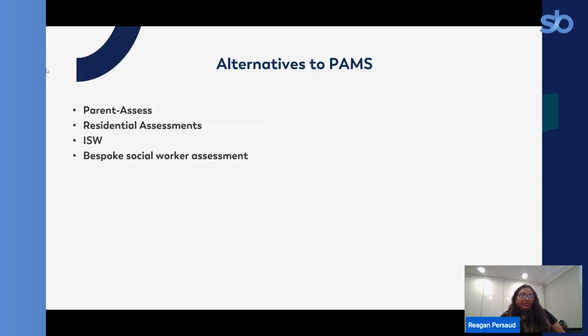It's worth balancing, therefore, when you find out that you have a case with parents with learning difficulty, whether in fact that placement is one might be suitable for them, or whether you might want to go down a more bespoke assessment like Parent Assess or PAMS, simply because you don't want to set them up to fail.